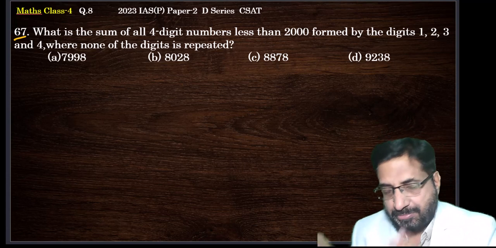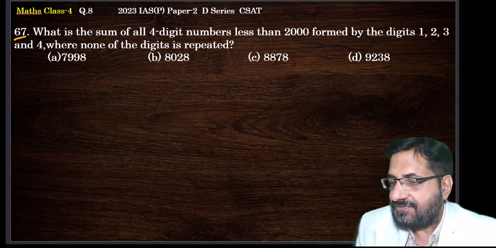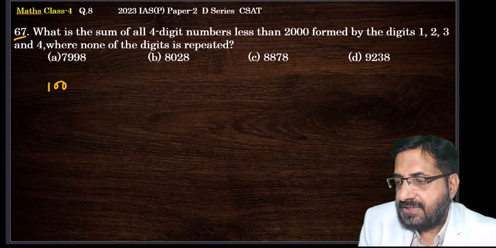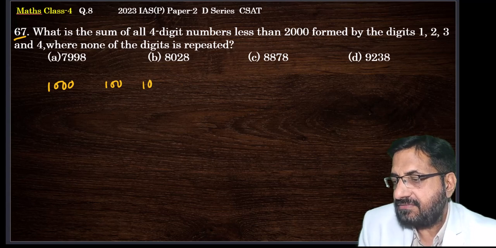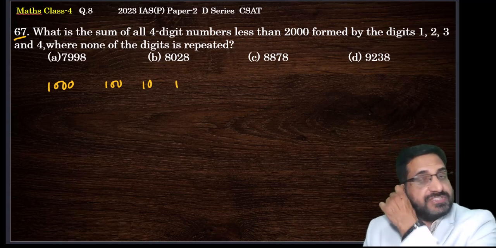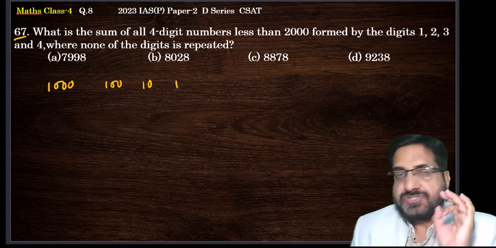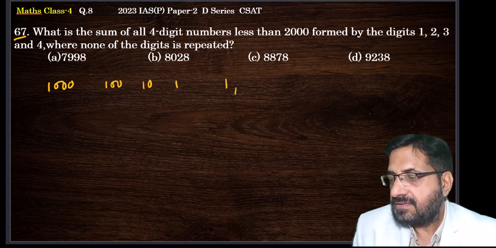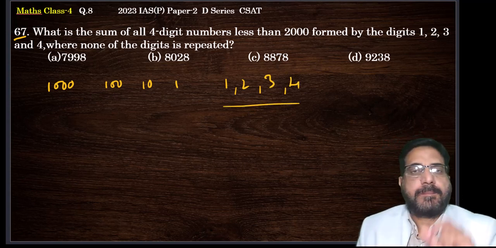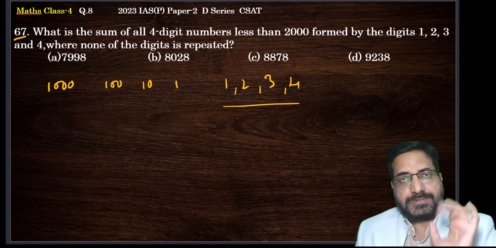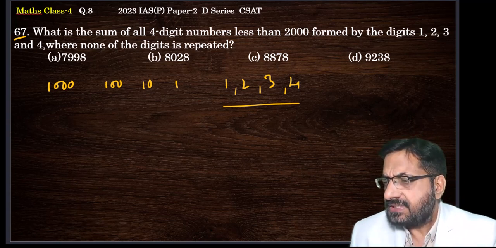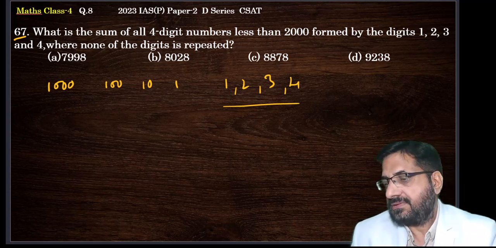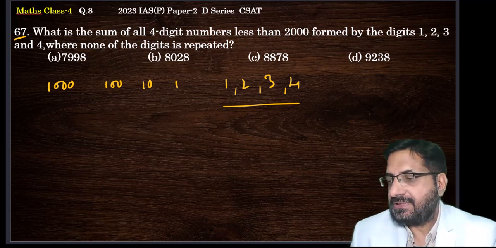So always remember the place value and face value. Place value means here the 1000 place, 100 place, tens place, and ones place, that's the unit place. So we are supposed to use only the digits 1, 2, 3 and 4. And what is the other condition? The 4-digit number should be less than 2000.